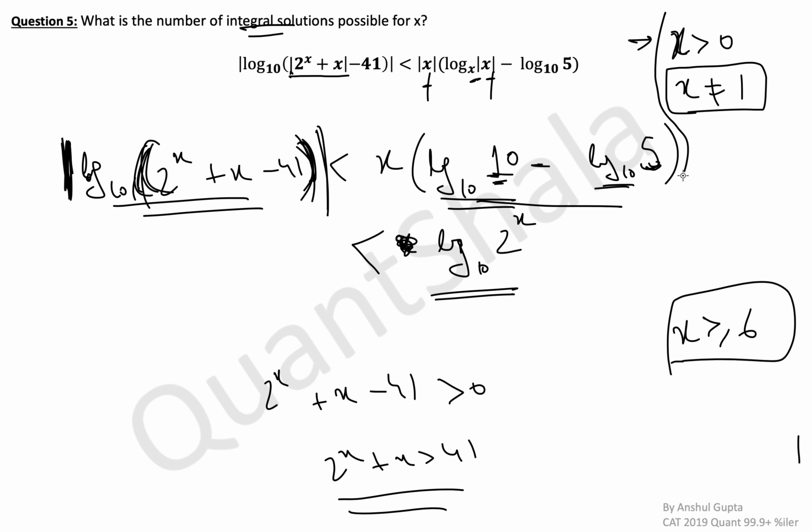I am just documenting everything here, whatever restrictions we are getting on x. So x greater than or equal to 6 covers x greater than 0 and x not equal to 1, both of these. So we get x greater than or equal to 6.